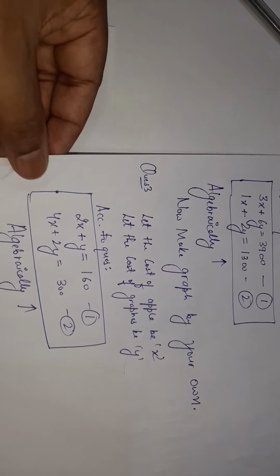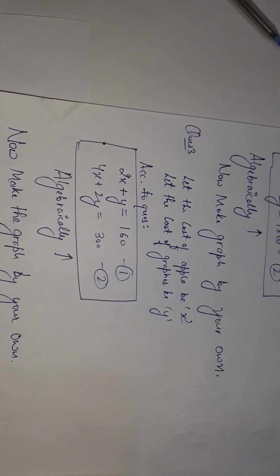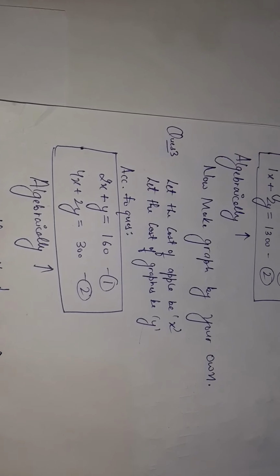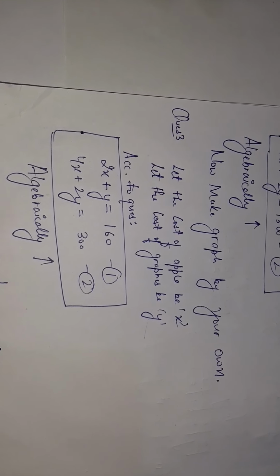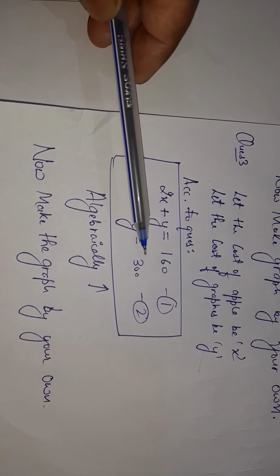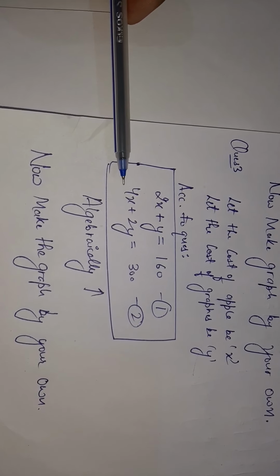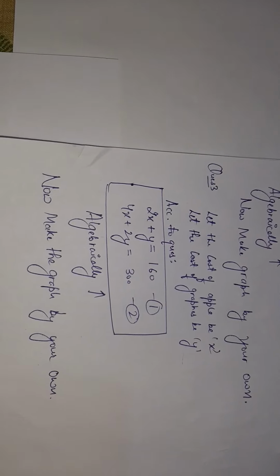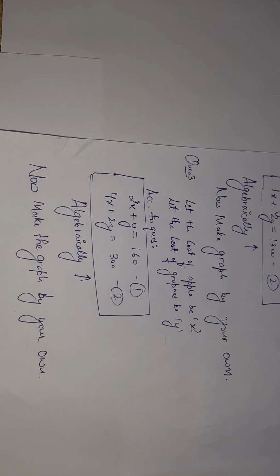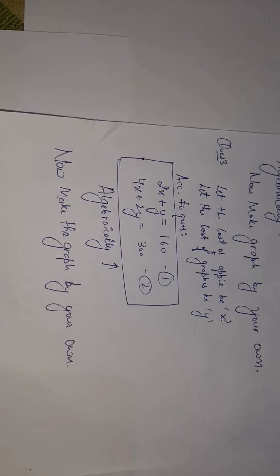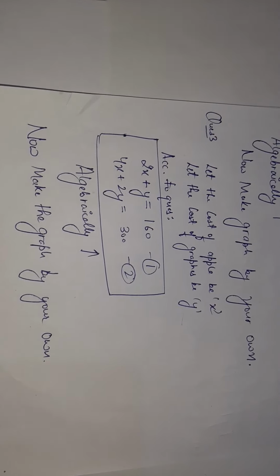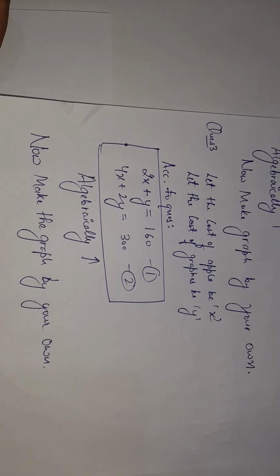Now comes the third question. They are talking about apples and grapes. Let the apple cost be x and the grapes cost be y. The first equation comes 2x plus y is equal to 160. And the second equation is 4x plus 2y is equal to 300. This is the algebraic form. Got it? Now you can easily make the graph of the same.